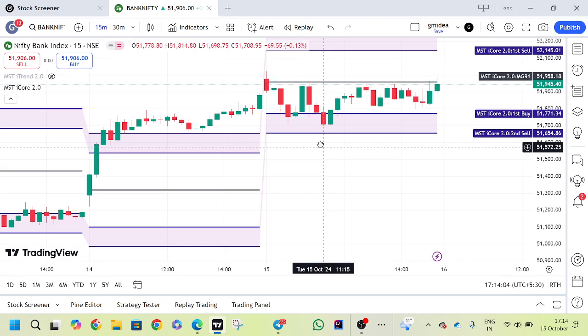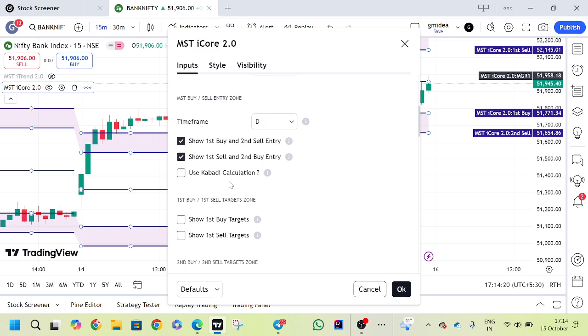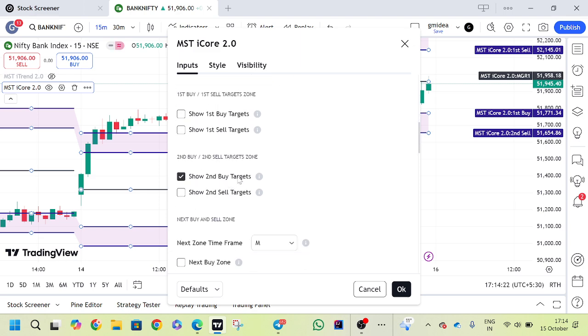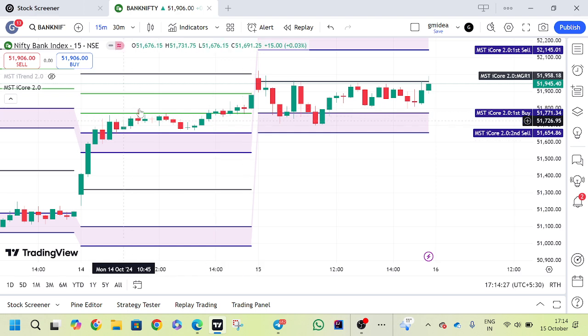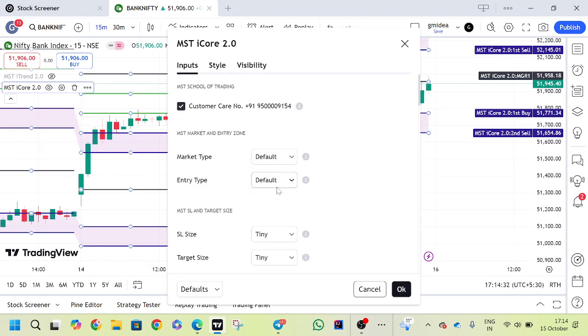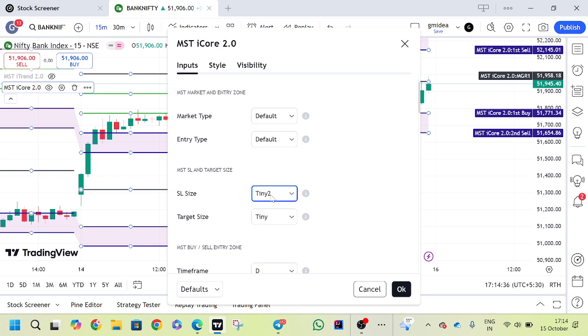Yesterday I did not release a video. Yesterday what happened? The first three candles were very Bahubali candles. So we will not take the sell entry immediately. We will wait for the confirmation. So what happened? Second buy activated and all the targets were hit yesterday. So I will enable the second buy targets and show you. So second buy activated, first target, second target hit. Usually we keep only tiny 2 stop loss and tiny 2 target for Bank Nifty. Do not forget.